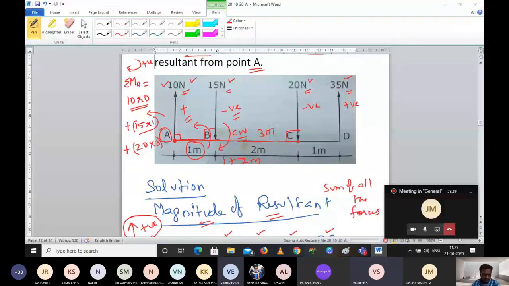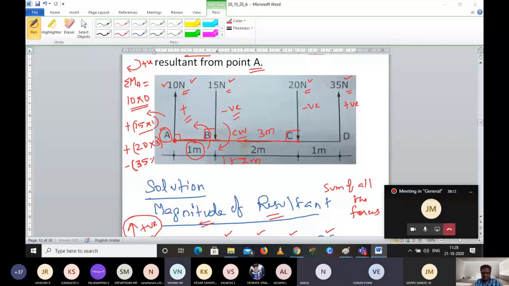Are we clear now? Actually, we are putting minus because it is counterclockwise. 35 multiplied with, what is the distance? 4 meters. That's all. After that, you will get the moment value. Are we clear now?